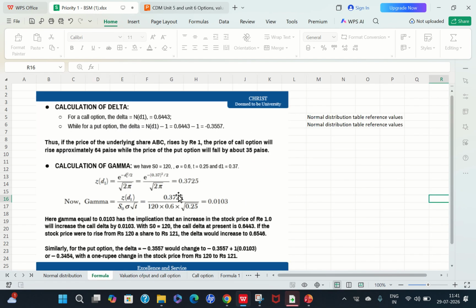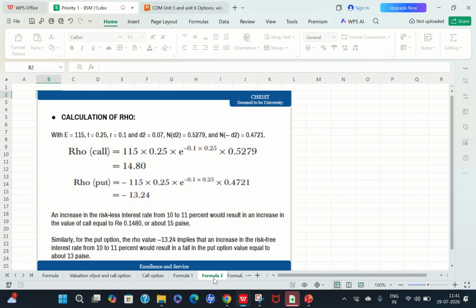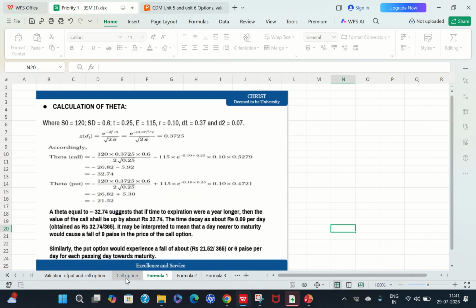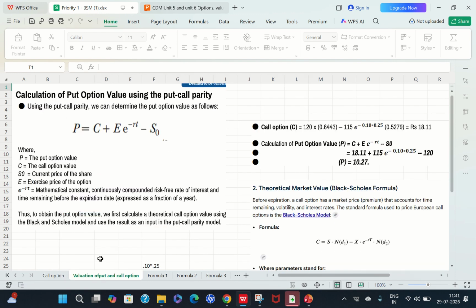So we are trying to prioritize the Black-Scholes model, the detailed question, which is a 20 marks question. Hope you are clear with this point. So call option we have completed, put option we have completed.